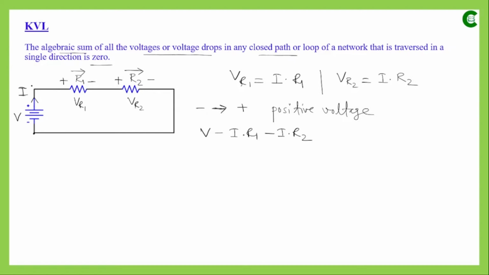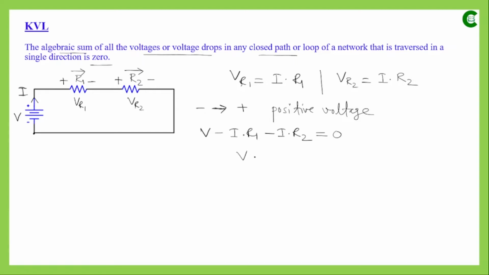So here we have a closed path and we are traversing in a single direction. We are starting from this point and we are traversing as per the direction of the current, and we can traverse in the opposite direction also. That doesn't matter. These are the three components that we have in this circuit, and we have considered all the voltage values, and the algebraic sum of these voltage values will be equal to 0.